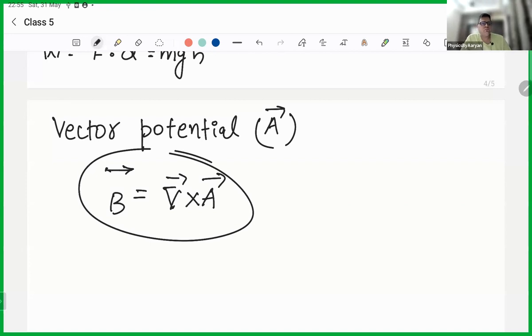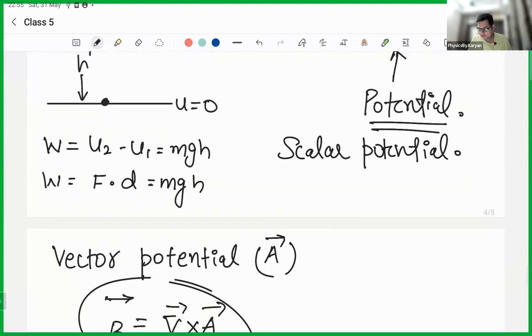But this is not actually simplifying our problem. This does not simplify things, because B was also a vector, A was also a vector. So you deal with B or you deal with A, both are equally difficult. That is why in magnetism, we do not deal with scalar potentials. Why can we not deal with scalar potential? Because magnetic force is not a conservative force. That is why you see that. Okay. I hope this doubt is clear.